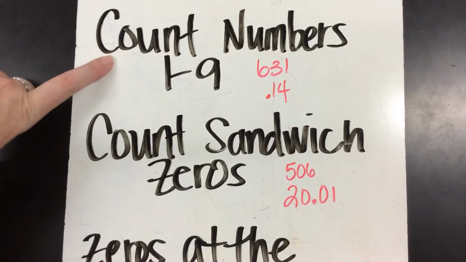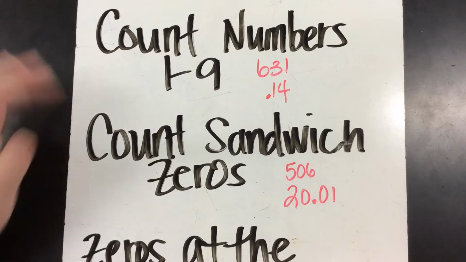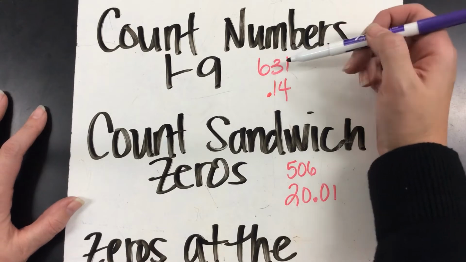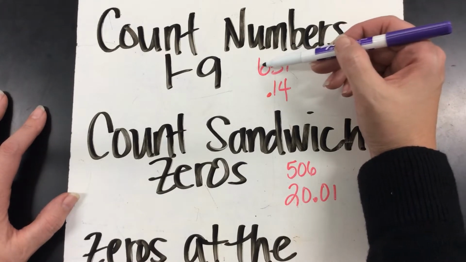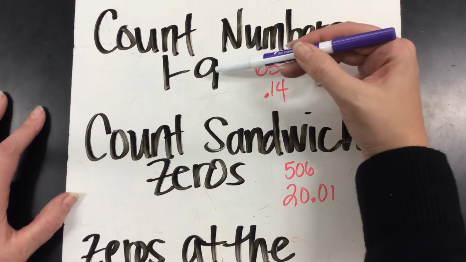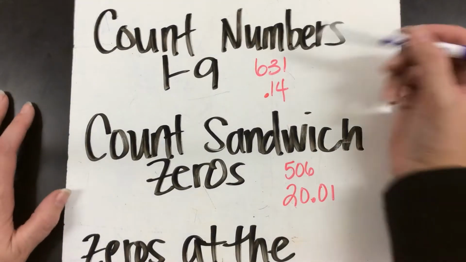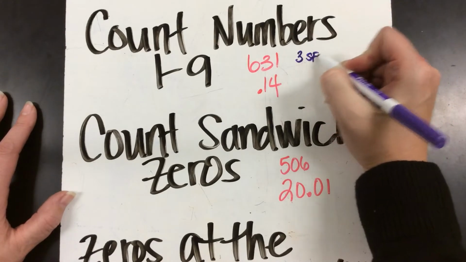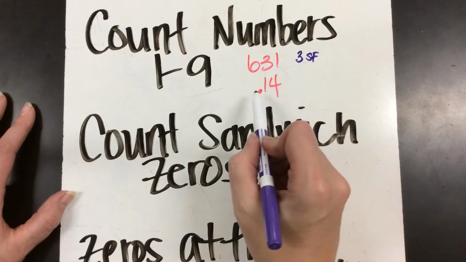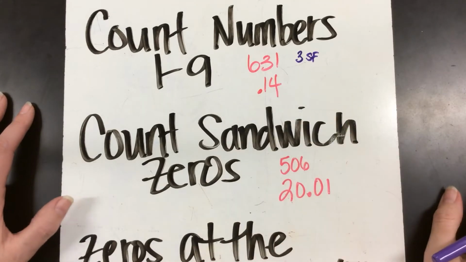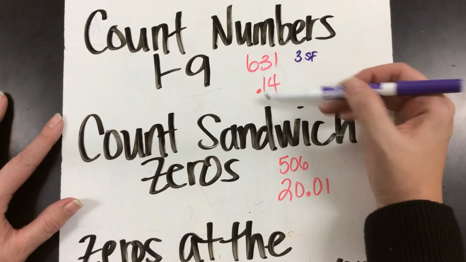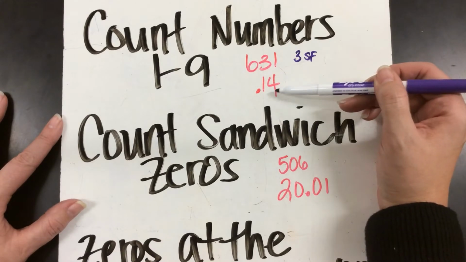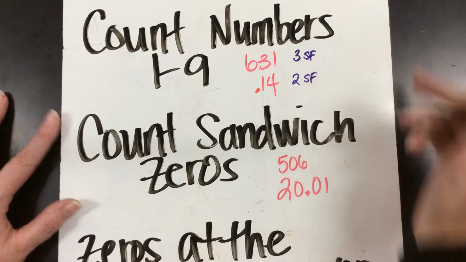So the first rule is count numbers 1 through 9. When we're counting numbers 1 through 9, we're looking at each individual digit. In this example, we have a 6, a 3, and a 1. If you have a number that's 1 through 9 for that digit, it counts. So we count the 6, the 3, the 1. 631 has 3 Sig Figs. With the 0.14, the decimal doesn't matter in this case. All it shows is that it's a tiny number, but we want to look at each individual digit. So we count the 1, we count the 4. 0.14 contains 2 Sig Figs.